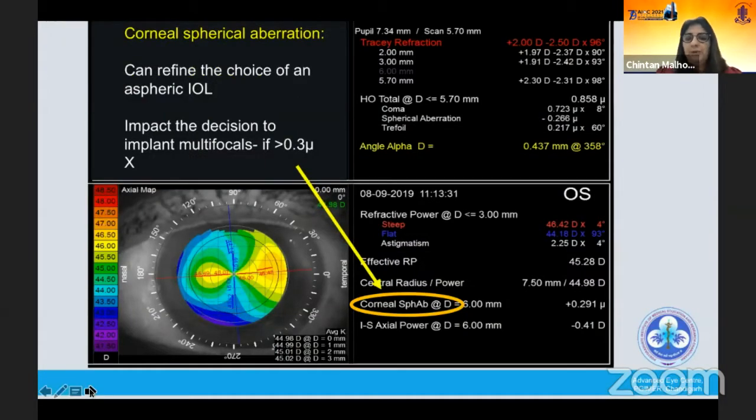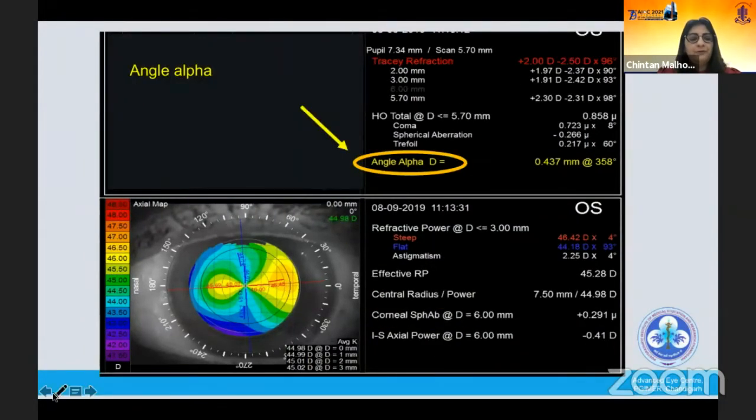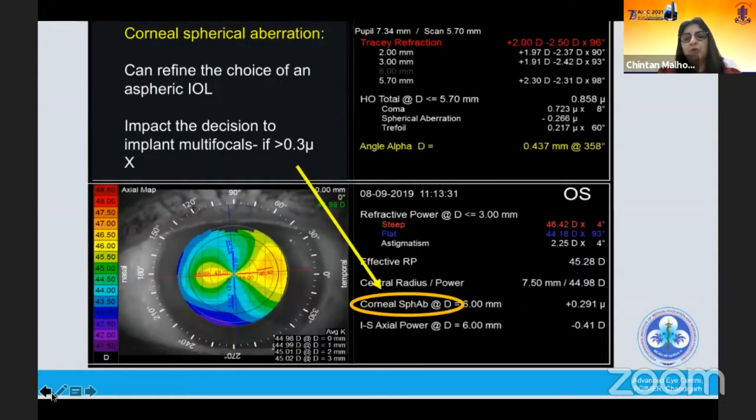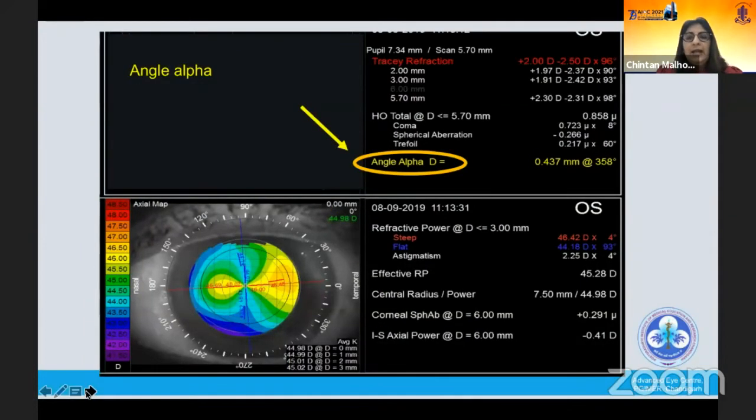The corneal spherical aberrations: the most important thing for deciding a multifocal IOL is that we don't need a multifocal cornea. The cornea should not be multifocal. And so if we have corneal aberrations which are more than plus 0.3, then it's best to avoid a premium IOL, which I'm sure will be talked about later by Professor Tityal and the other speakers. Angle alpha is the other parameter which is seen on the Chang analysis. I'm just touching upon these briefly.